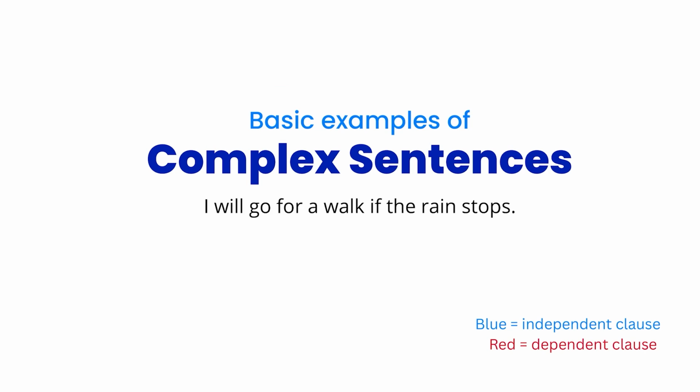So now let's have a look at some examples of full complex sentences. Here is the first one. I will go for a walk if the rain stops. So just have a quick think. What is the independent clause? What is the dependent clause? Well, I will go for a walk is independent. It's the independent clause. It doesn't need anything else. If someone says, I will go for a walk, well, it makes sense. We don't need anything else. And then if the rain stops, well, that's the dependent clause.